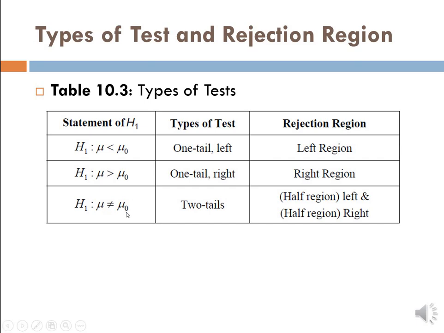And if we have mu not equal to, like I said earlier, not equal to could mean less than or greater than, which means we have a two-tailed test, and your rejection will be split half on the left and half on the right, which means that your alpha, which is the total probability of rejection, will be split into two. So if alpha is 0.05, then half of it will be 0.025 on the left and the other half 0.025 on the right.